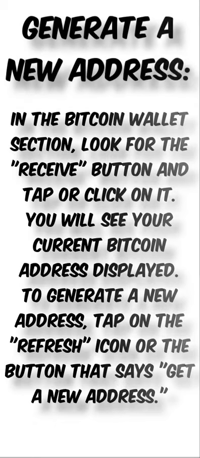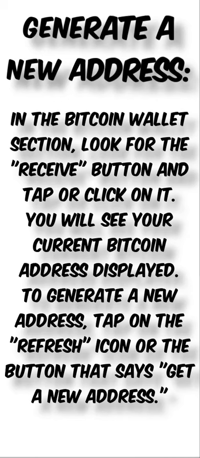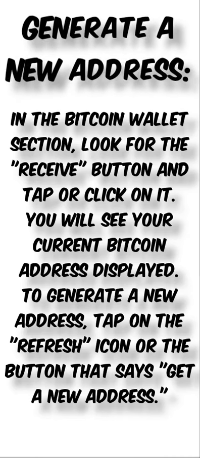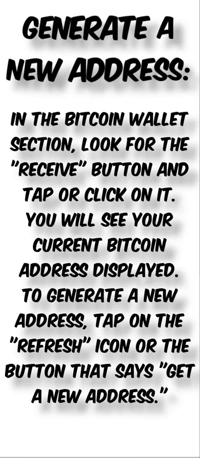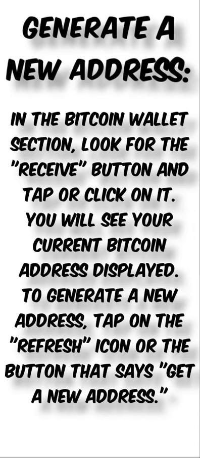Step 3. Generate a new address. In the Bitcoin wallet section, look for the Receive button and tap or click on it. You will see your current Bitcoin address displayed. To generate a new address, tap on the refresh icon or the button that says Get a New Address.